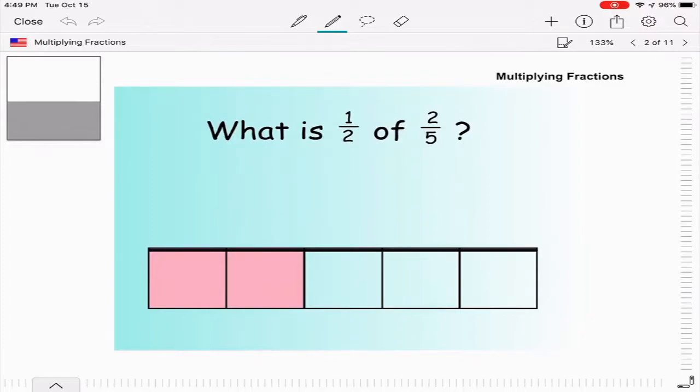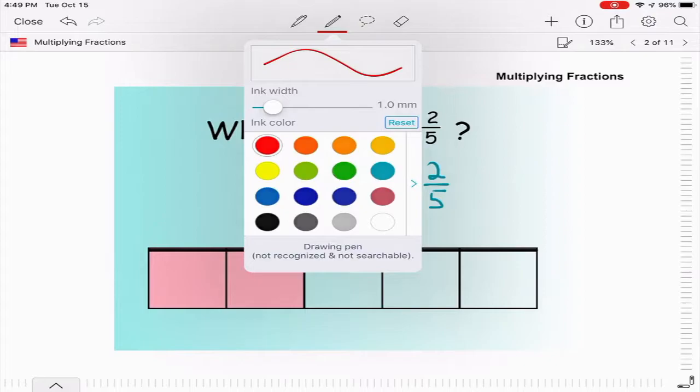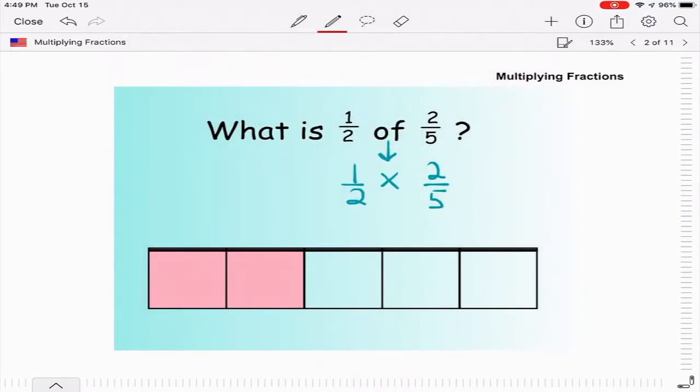So we're going to go over how to solve, like, what is 1/2 of 2/5. Just know one thing, right? The word "of" always means multiplication. So we're going to do 1/2 times 2 over 5. First, I'm going to show it to you visually with this bar model, but then I want to show you how to do it more conceptually.